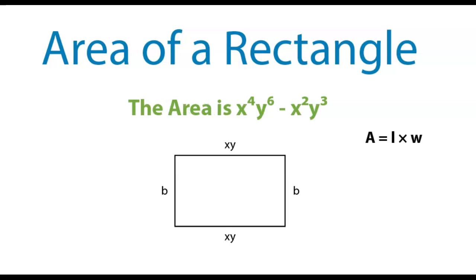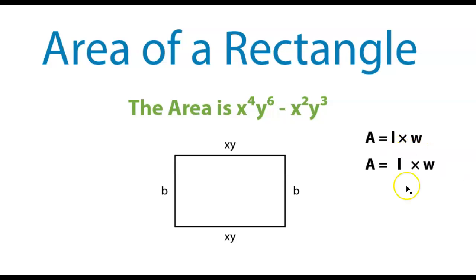For example, what happens if you have something like this? The area is x to the 4th y to the 6th minus x squared y to the 3rd. And the side is xy, and we want you to solve for b. Most likely, you might be able to do this in your head a little bit, but most likely this one's a little bit harder to do in your head. And in order to make sure that it doesn't get wrong, we're going to make you do it on paper anyway. So, same steps, we're going to use our same formula.